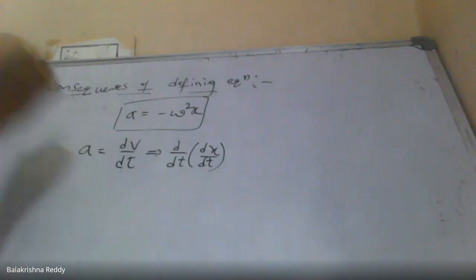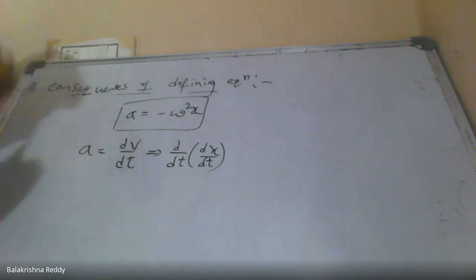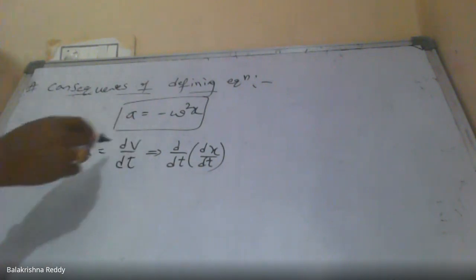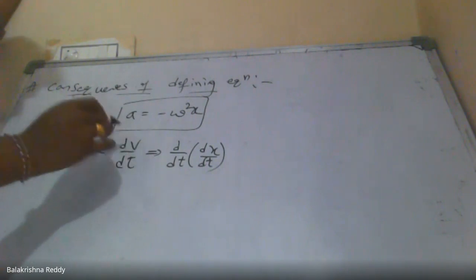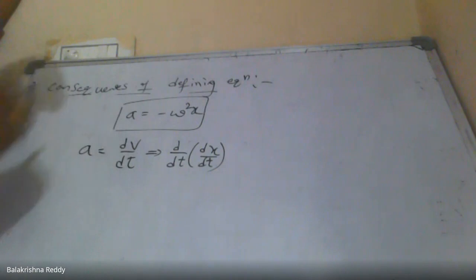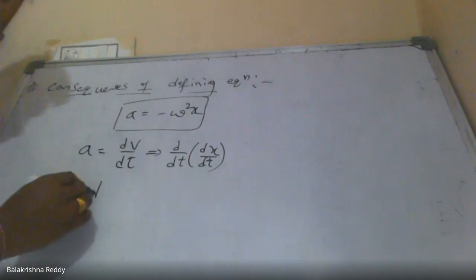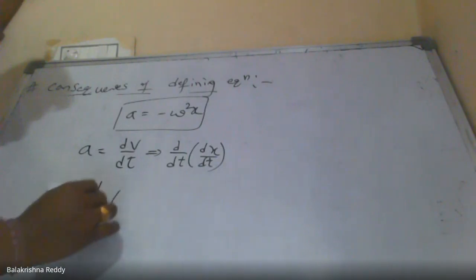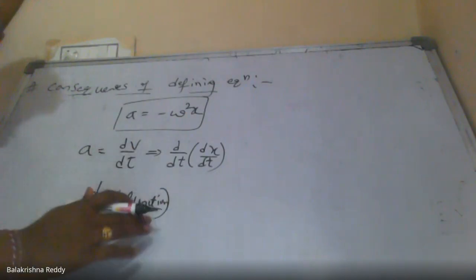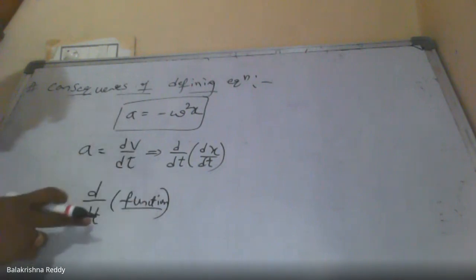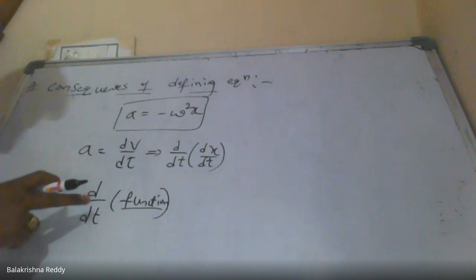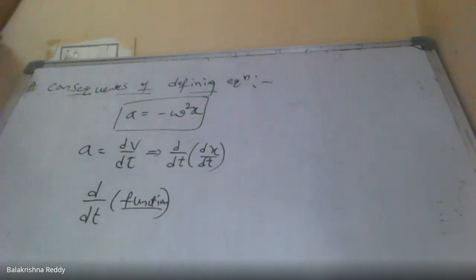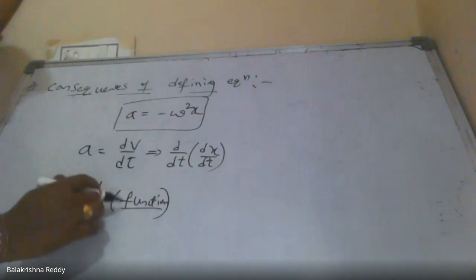Could you repeat what dv by dt is? Acceleration equals change in the velocity with respect to time, dv by dt. The d by dt of some function represents the change in the function with respect to time. For example, in differentiation, d by dt of some function f of x. Some quantity is changing with respect to some variable. Who is the variable here? Time. So here I want the change in the velocity with respect to time.